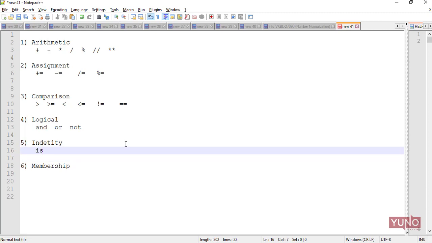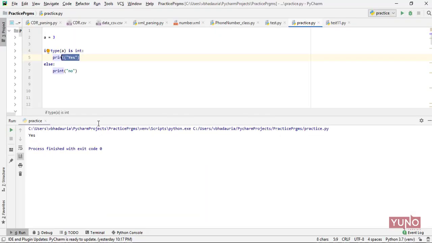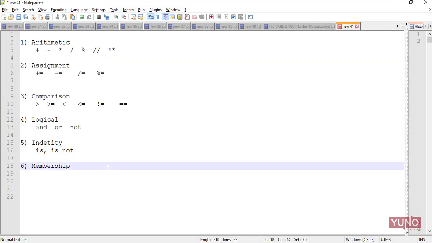So that's what my identity operator will give you: the is and is not operators. So I'm just checking with is not float. Okay, so I'm checking that it is not float. Yes, it is not float, it is an int. So that's why this condition is true, and it is going to print yes.